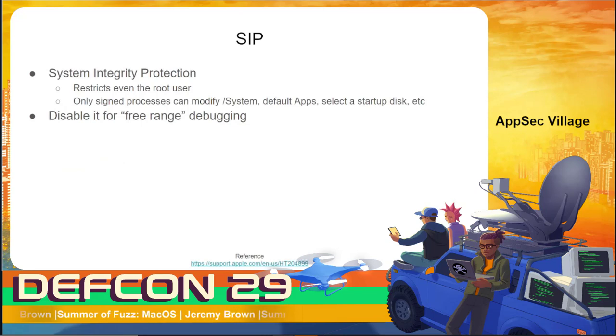SIP is an interesting one on Mac, so system integrity protection. It does a bunch of different stuff: restricts the root user, signs processes, protects /system, all that stuff. For debugging and for fuzzing, you're going to want to either enable SIP without a certain mode, or just disable it entirely while you're using it for that. Because that's going to get in the way of a lot of the debugging stuff that you're going to want to utilize for fuzzing.